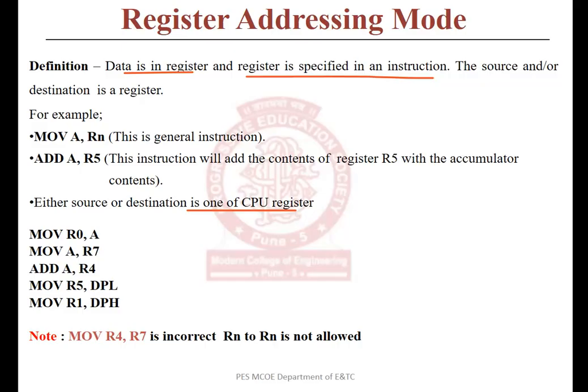Now in this addressing mode, one thing you have to note is that data transfer from R to R is not allowed. You cannot write an instruction like MOV R4, R7 or MOV R1, R3. It is an incorrect instruction. It is not allowed. You have to store through the accumulator, or you can store through another register.